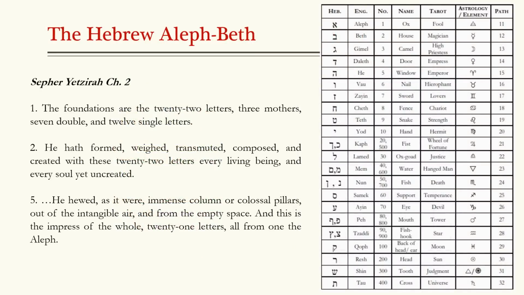The Hebrew Aleph-Beth, the Hebrew alphabet. This is from the Sepher Yetzirah, chapter 2. The foundations of the universe are the 22 letters, which are 3 mothers, 7 doubles, and 12 single letters. He hath formed, weighed, transmuted, composed, and created with these 22 letters every living being and every soul yet uncreated. He hewed, as it were, immense columns or colossal pillars out of the intangible air and from the empty space. And this is the impress of the whole, 21 letters, all from the one, the Aleph, the first letter.